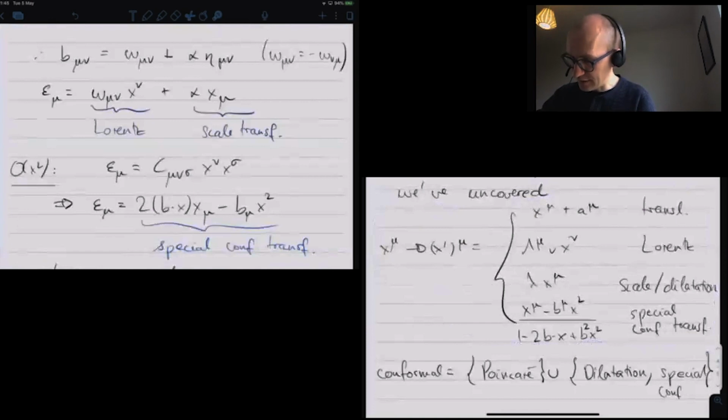The fact that I wrote down here the finite transformations is because I know the finite transformations.